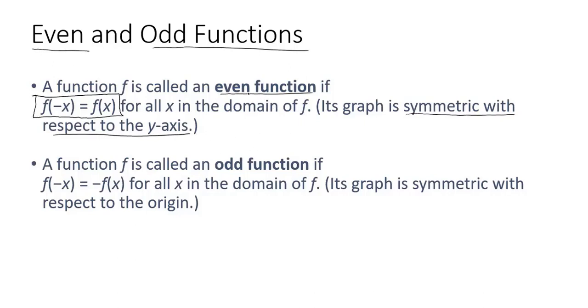A function f is called an odd function if f of minus x is equal to minus f of x. And if you recall, that was a symmetry with respect to the origin. So if you have a graph that has a symmetry with respect to the origin, we call that an odd function.